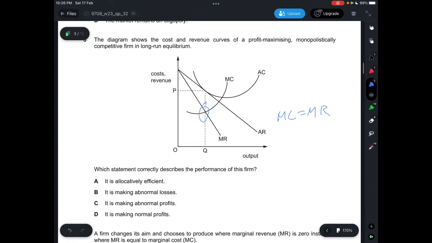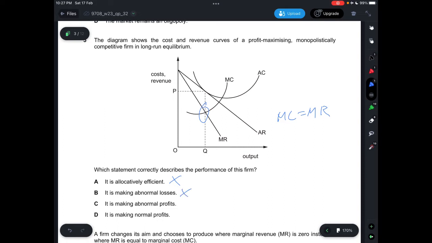Therefore, you can see here for the 4 options, A says it is allocatively efficient, which is not the point here, because we are talking about the performance here, which has to relate to abnormal, normal, or subnormal profits. B says it's making abnormal losses. It is making abnormal losses when the average cost is higher than your average revenue. Then yes, it will result in abnormal losses.